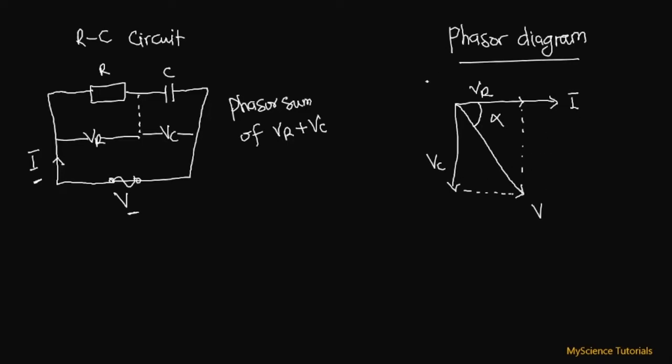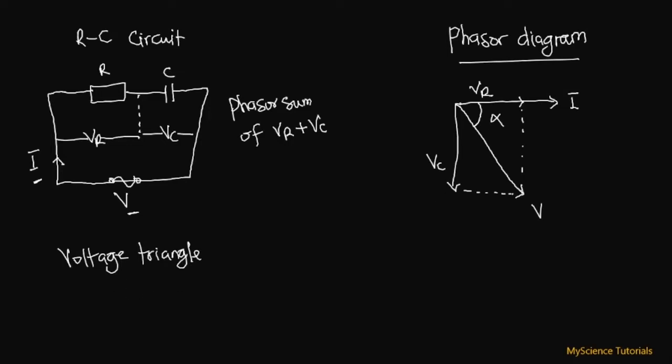So from the phasor diagram we have over here, we can deduce two types of triangles. We have one we call the voltage triangle, and the second one we call the impedance triangle. So let's look at the voltage triangle and the parameters that we can obtain from it.